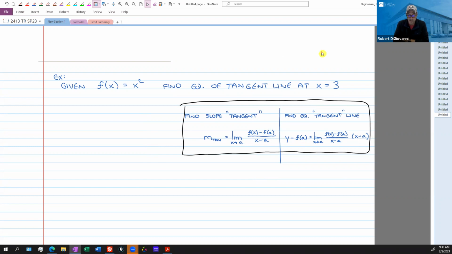So let's do this in pieces. Instead of going right to this formula right here, let's see if we can figure out what this is first. Let's figure out that blue part, which is really just the slope of the tangent line. So we're going to figure out what the slope is first, and once we figure out what the slope is, then we will go figure out the equation.